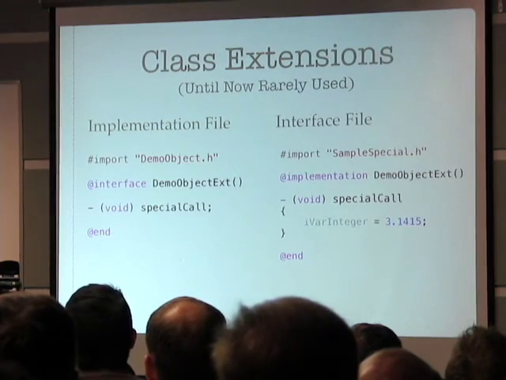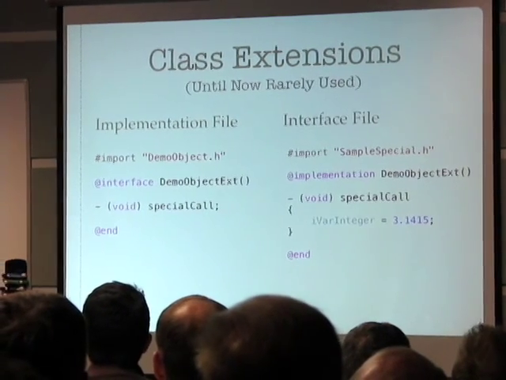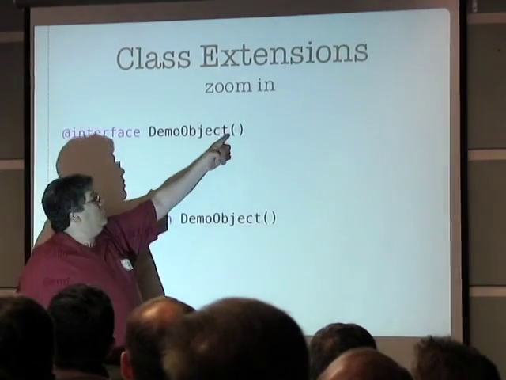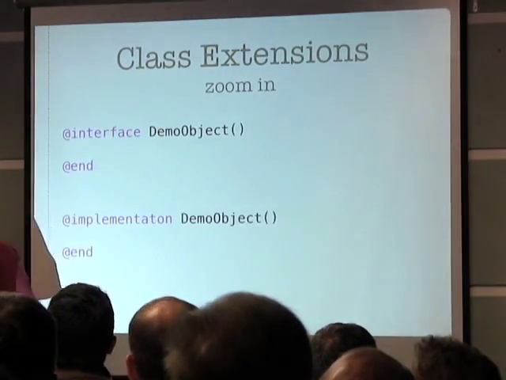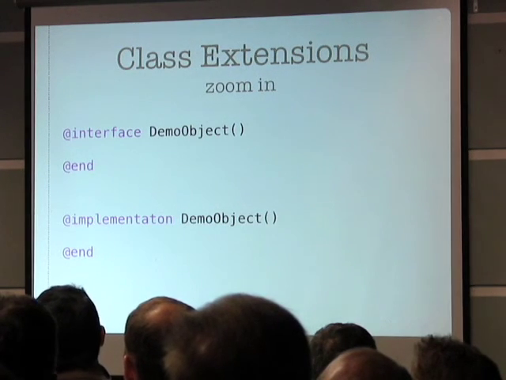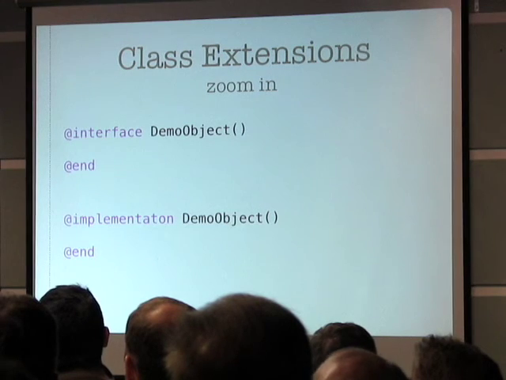They also had something I'm not sure anyone ever knew about called class extensions. It's the same thing, except there's no name here. I used to call it unnamed categories. It isn't, it's class extensions, and there's a distinct and unsubtle difference between the two, and we'll talk about it in a second.